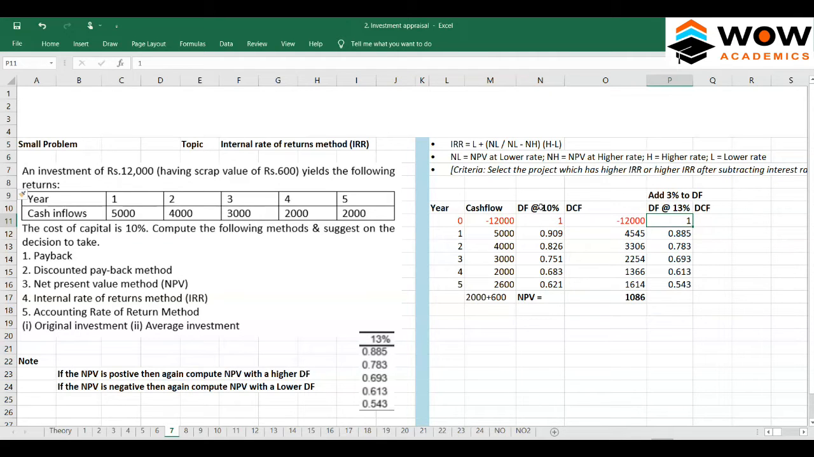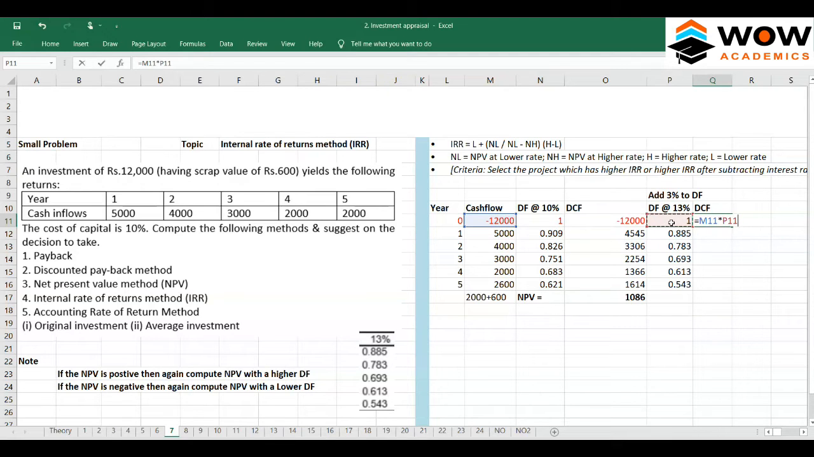Okay, so we'll get the answer now. The answer would be this number. So now we have to multiply, right? We have to multiply. So we have to multiply with what? You have to multiply not with this number. These numbers are discounted with 10%. Do not forget that. You have to multiply with the cash flow number. The cash flow into discount factor you have to multiply.